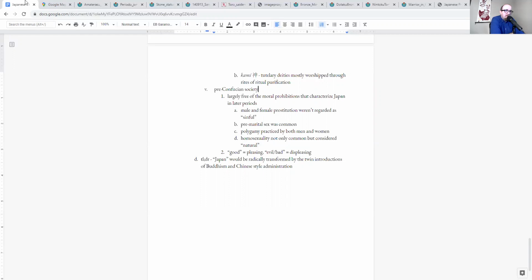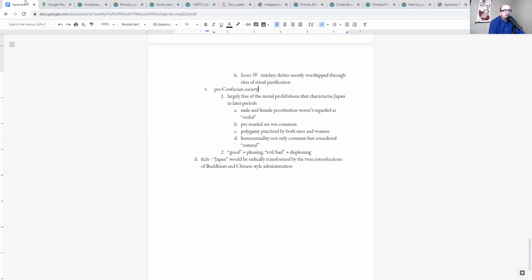Polygamy was practiced by both men and women in this period. Also, homosexuality was not only common in this period, it was also considered to be normal. It's considered to be perfectly natural. And it's interesting how this gets written out of Japanese history, just how common homosexuality is, particularly in the warrior culture of the later periods. Yeah, gay sex, it's fine. It's fine, guys. It's only considered not fine as a result of later moral prohibitions that develop in Japanese society as a result of foreign influence.